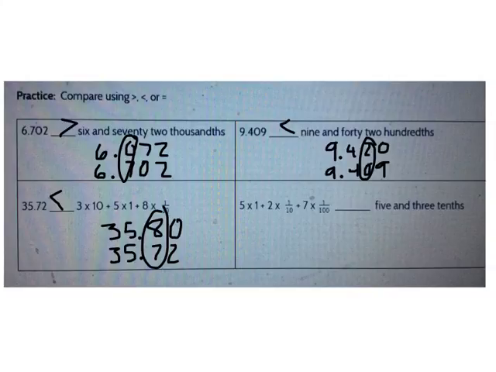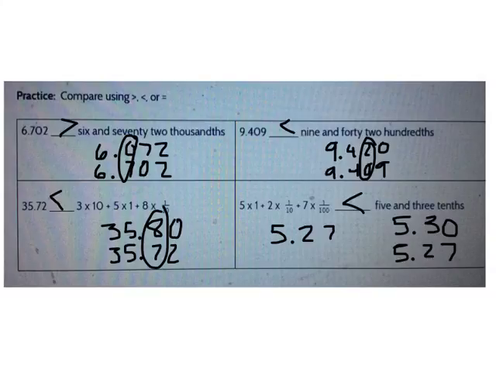5 times 1 plus 2 times 1/10 plus 7 times 1 over 100, or 5 and 3 tenths. 5 and 3 tenths is greater.